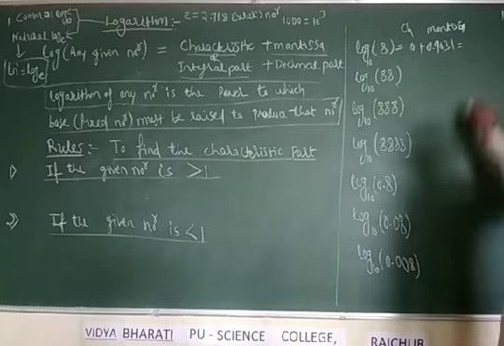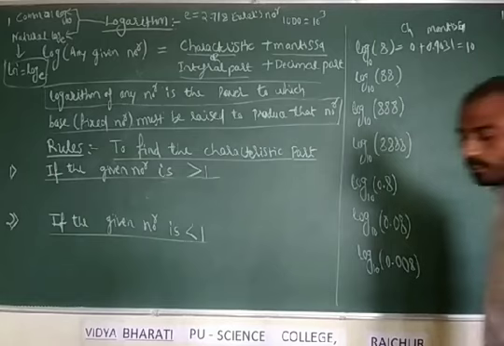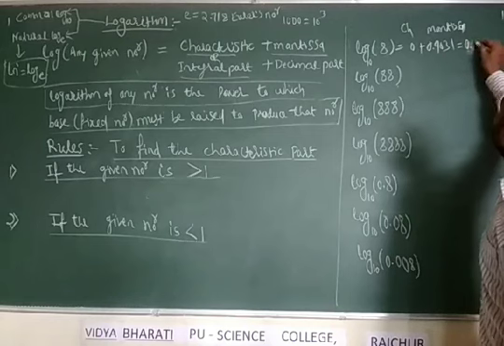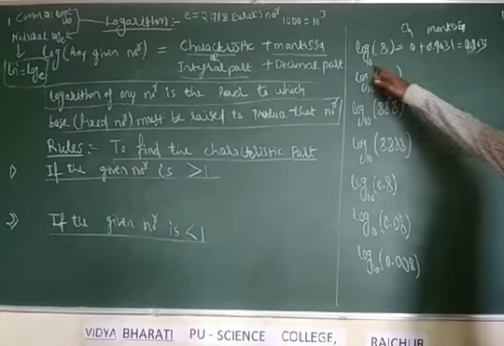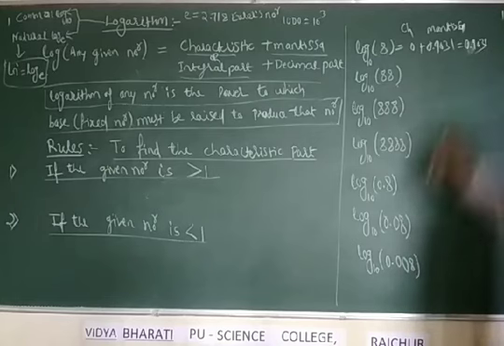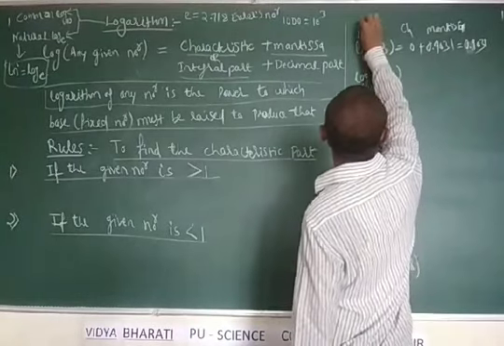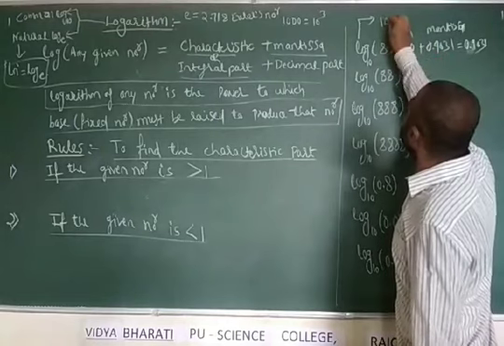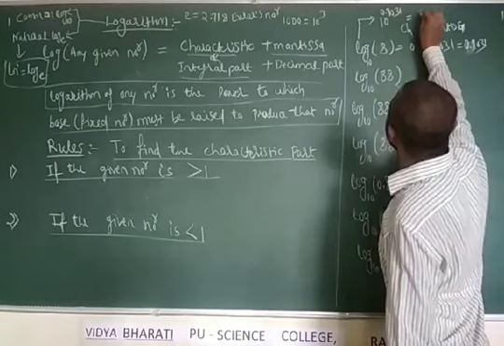Log of 8 can be written as 10 to the power of, on adding these two, 0.9031. Logarithm of 8 to the base 10 is equal to 0.9031. Or in other words, it can be written like this: 10 to the power of 0.9031 is equal to 8.